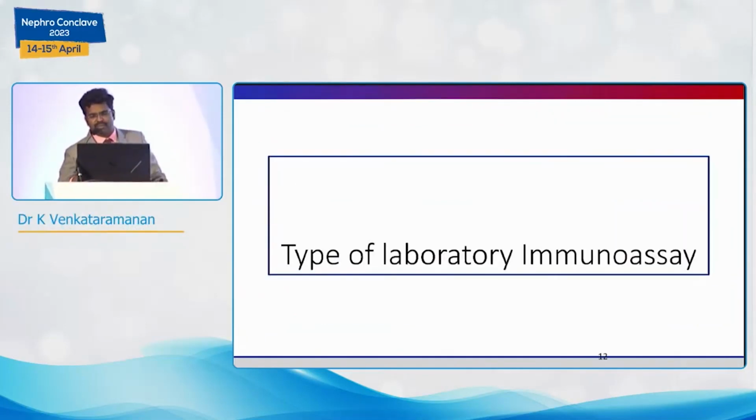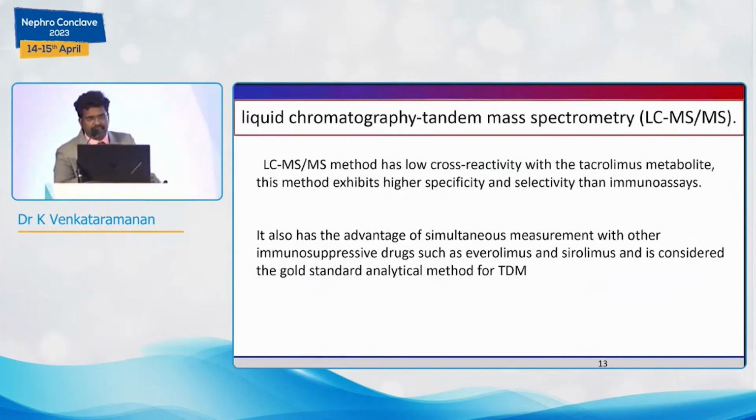So the type of laboratory immunoassay: as I said, liquid chromatography tandem mass spectrometry, that is the LCMS method, was the gold standard. Even Lalpath was doing most of the tests by the LCMS method only. This method has low cross-reactivity with the tacrolimus metabolite and even the CNI metabolite, and exhibits higher specificity and sensitivity than other immunoassays. But the thing is cost. The cost is comparatively high, and also the level by LCMS is comparatively low when compared to that of the CMIA method. So you should be a little careful when you are comparing them.